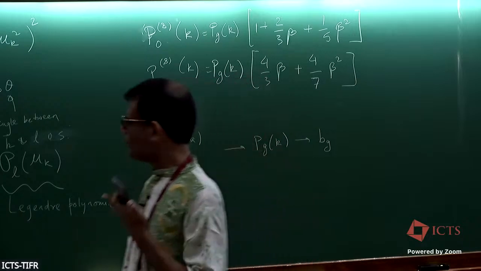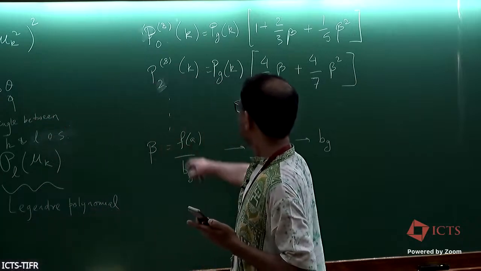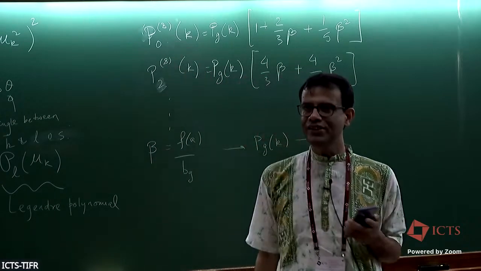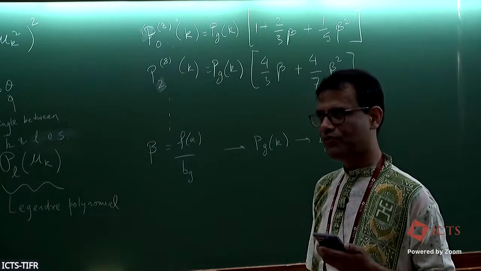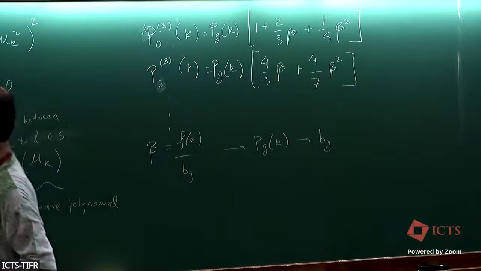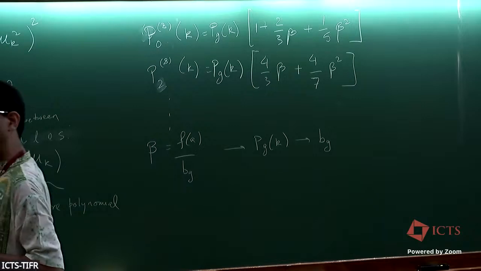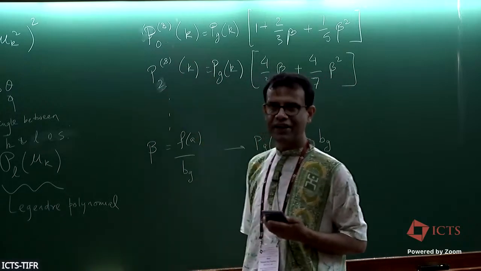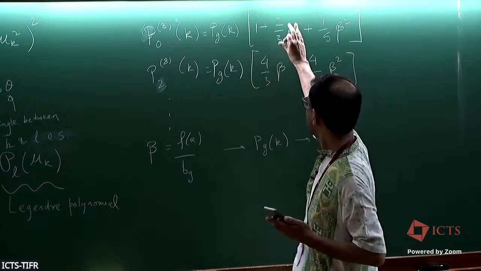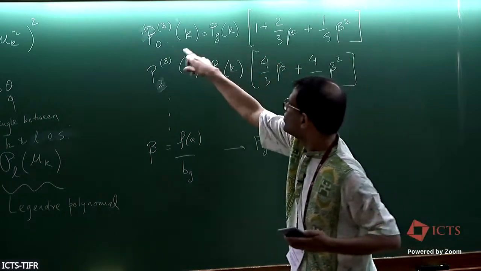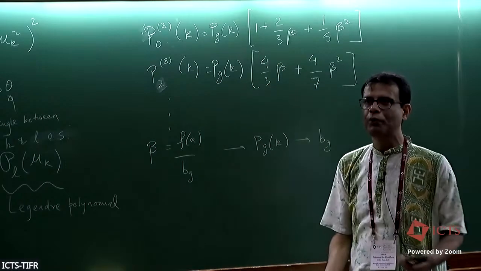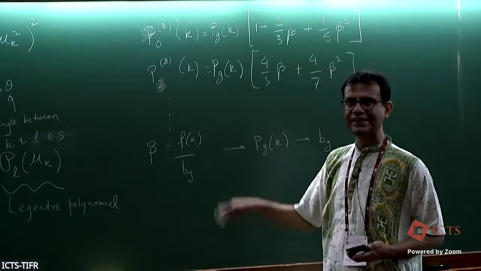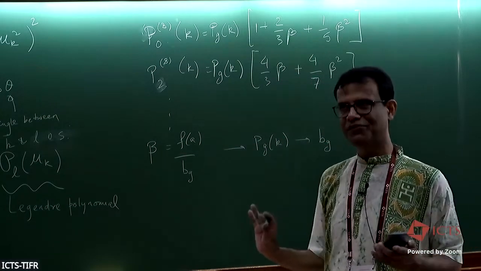Now the other thing you see is this one, P0 of k, is what is known as the spherically averaged power spectrum. You take the observed power spectrum, integrate over all angles and divide by the total solid angle. If there was no redshift space distortion, the spherically averaged power spectrum would be the true power spectrum. And if there was no beta, all the higher order terms would be 0. So this is what we expect.